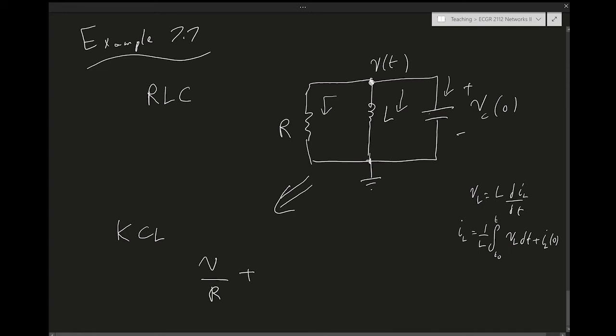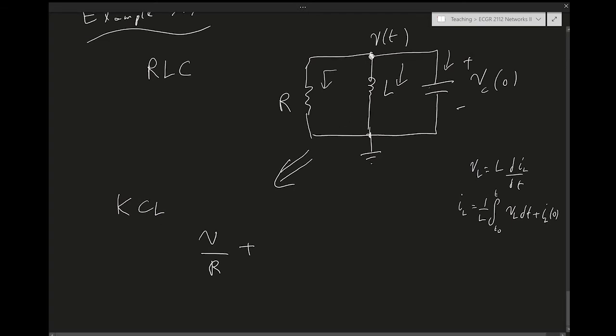There could be an initial condition in the inductor current. The inductor current doesn't need to start at 0. It could start at any value. Of course, this is not at 0 at t0. I'm considering my starting time to be t0. Okay, so I plug that in.